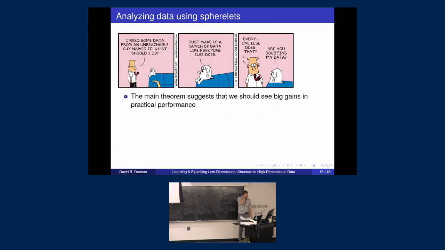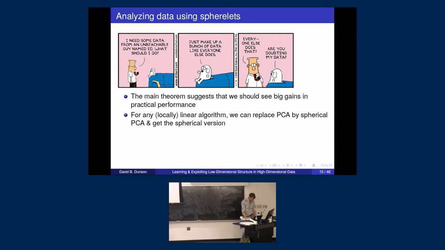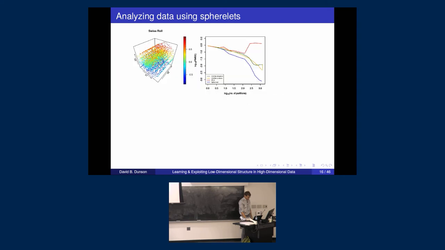So we analyze data using spherelets. Our covering number theorem suggests we should see big gains in practical performance. So the game we're going to play is we're going to take existing algorithms that use PCA or some local linear approximation, and then we're just going to substitute in spherical PCA and get a spherical version and see if we can then do a lot better. Okay? So we did that in 50 different examples. I'll just show a random selection of them.